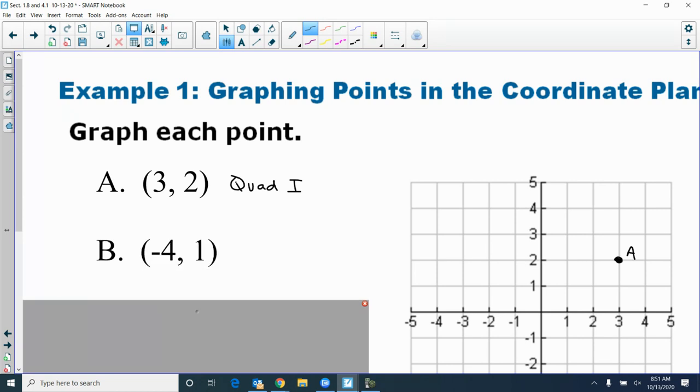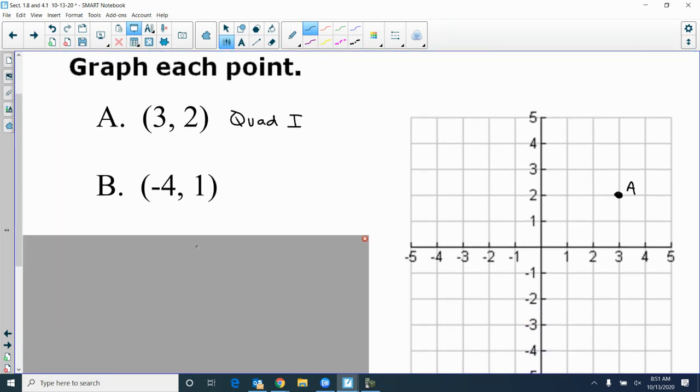Negative 4, 1. What quadrant is that going to be in before I graph that? Okay, Jaylee? 2. Not 2. Yes, you're right. I'm sorry. You are correct. Negative 4, 1. Put a little B there. Quadrant 2.